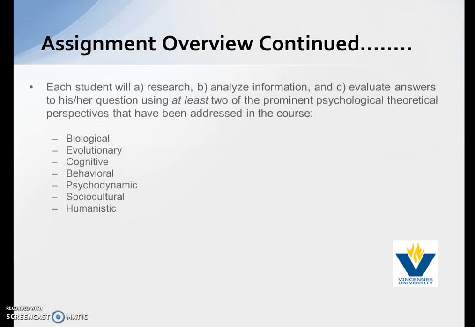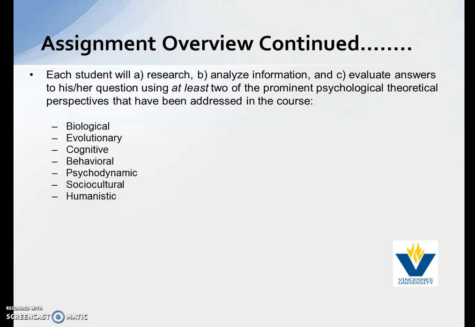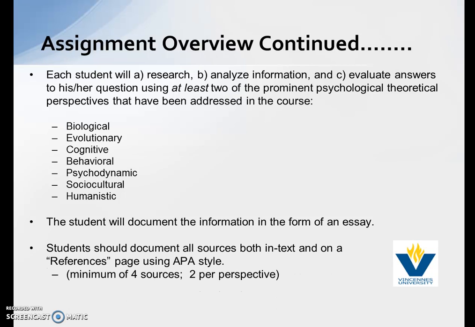Each student will research, analyze information, and evaluate answers to his or her question using at least two of the prominent psychological perspectives that have been addressed in the course. This assignment will require the student to go beyond basic researching the question of interest about human behavior. It stretches the student to analyze and determine the psychological perspectives of their sources. The student will document the information in the form of an essay.